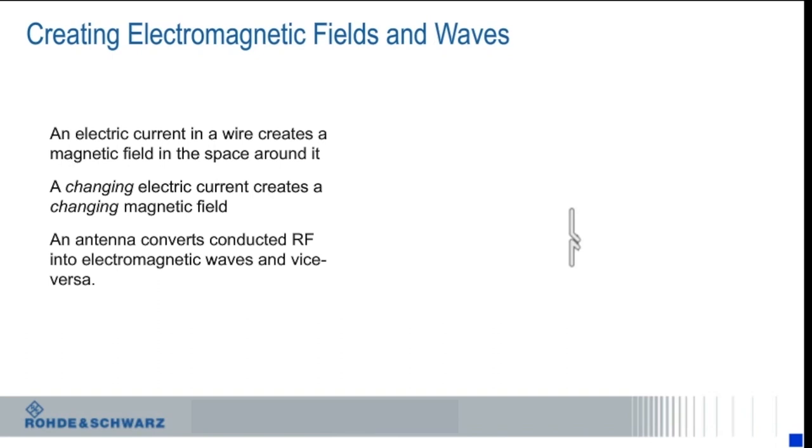So an electric current in a wire creates a magnetic field in space around it. So really what you're going to do when you design an antenna, if you select the correct geometry relative to the wavelength of the signal, because of the electric and magnetic fields feeding off each other, you can actually create a signal that's going to propagate through free space, and that's more or less what we're going to do. So it converts conducted RF energy into an electromagnetic wave, or an electromagnetic wave into an RF conducted signal. So that's more on the receiver.